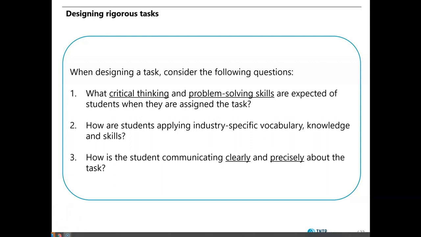And finally, how is the student communicating clearly and precisely about the task? We know that kids need the ability to communicate clearly and precisely about what they have done, what they are doing, and what they would like to do in order to have the opportunities that they want in their future. So building in opportunities for that communication, whether it's verbal or in writing, in their small group or to the whole class, is an important part of designing a task.